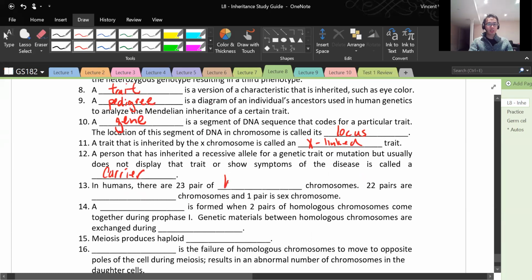In humans, there are 23 pairs of homologous chromosomes. 1 to 22 are autosomal, okay? And then X and Y, the 23rd pair, that's the sex chromosome.